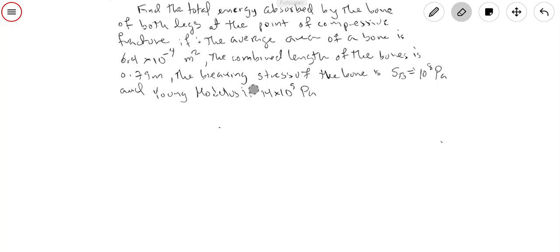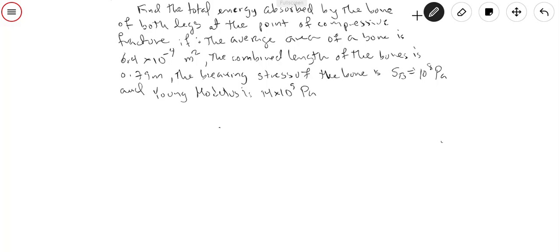Hey students, in this exercise, we want to calculate the total energy that is absorbed by the bond of both labs at the point of compressive fracture. So they give us the area of the bond, that is 6.4 times 10 to the negative 4 meters squared. That will be the same as 6.4 centimeters squared. The combined length of the bond, that is 0.79 meters, that means 79 centimeters.